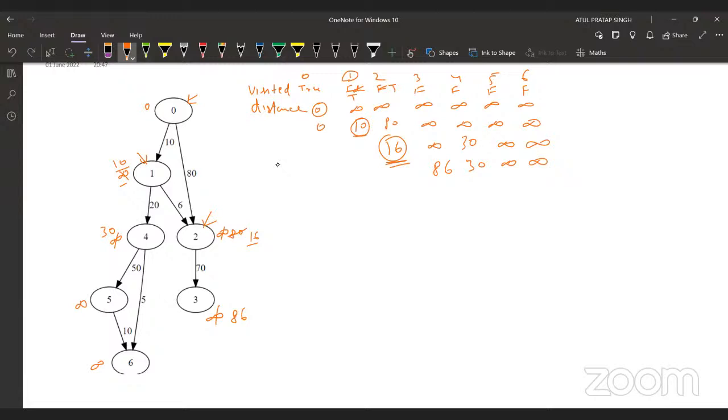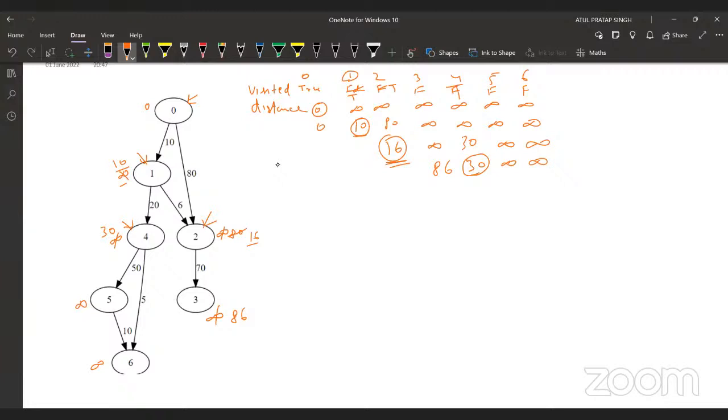We will select the next minimum vertex, which is 30, and this becomes 2. The same thing applies for these 4 vertices. So we are here now. Now we can move from 4 to 5 and 4 to 6 directly.